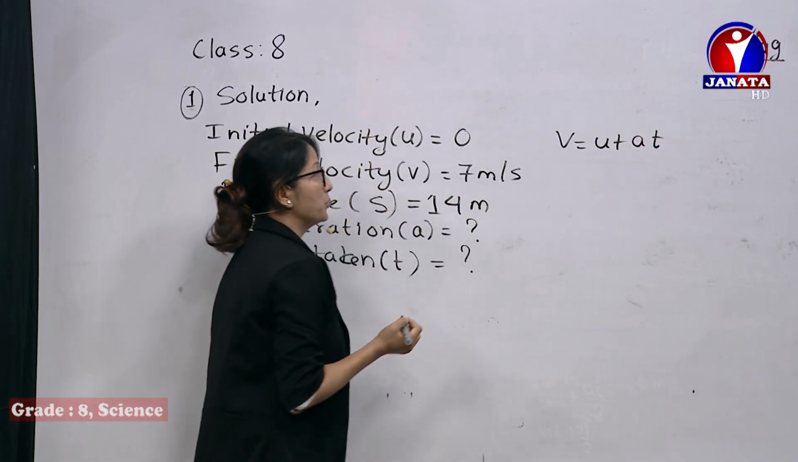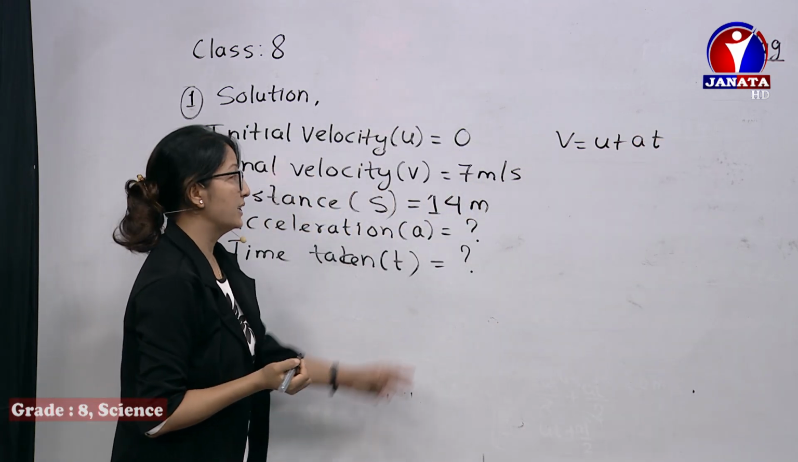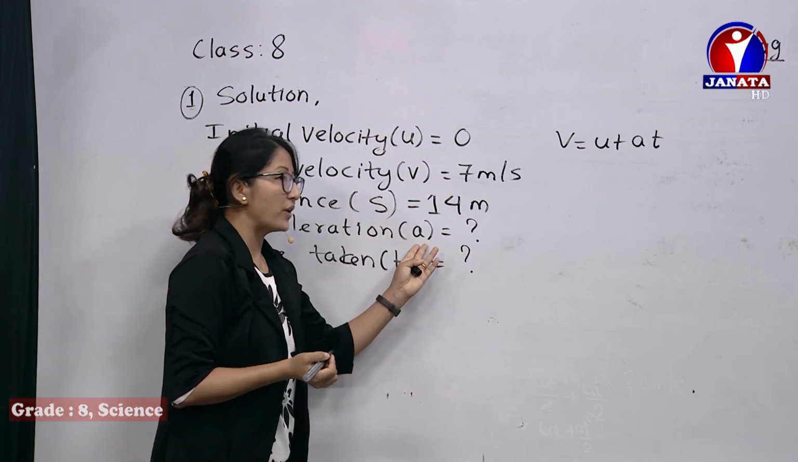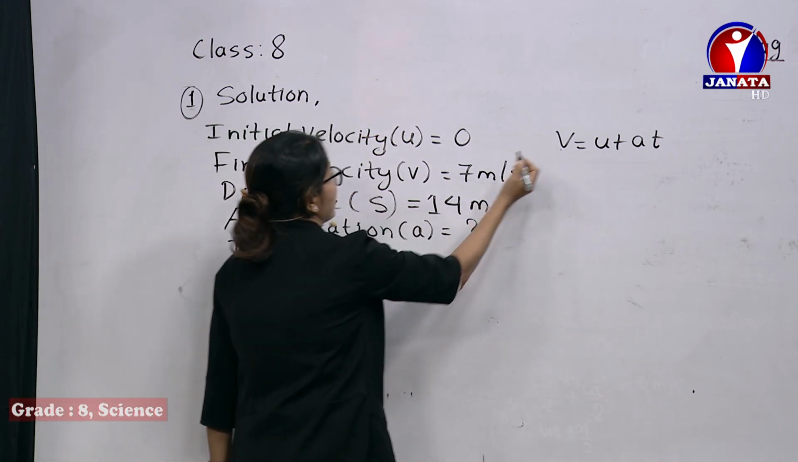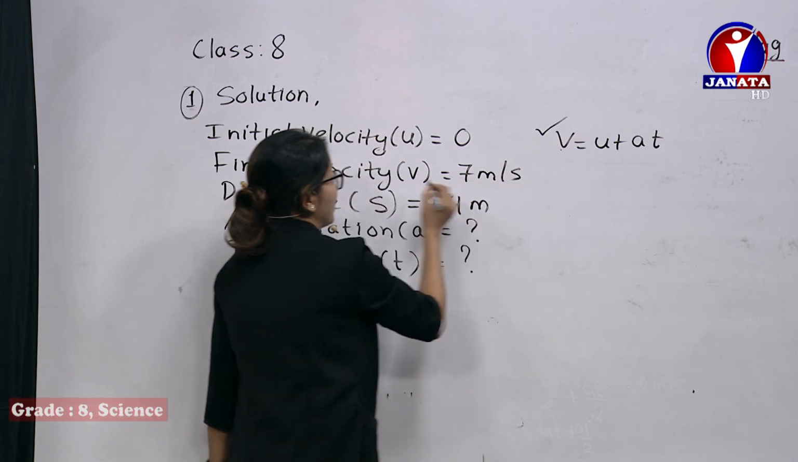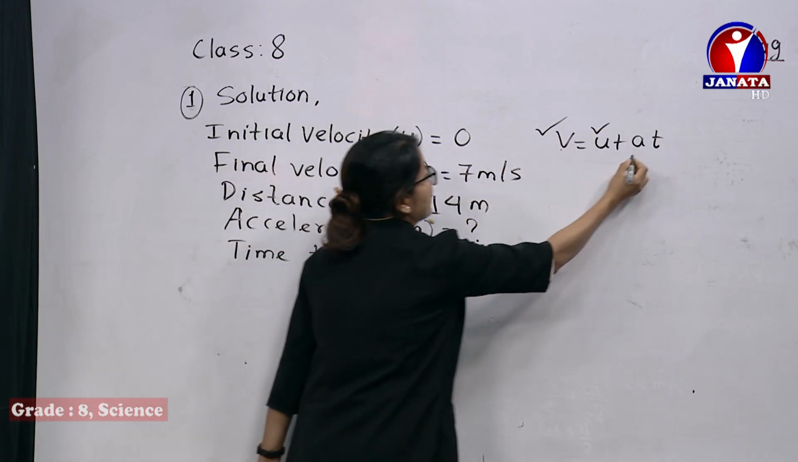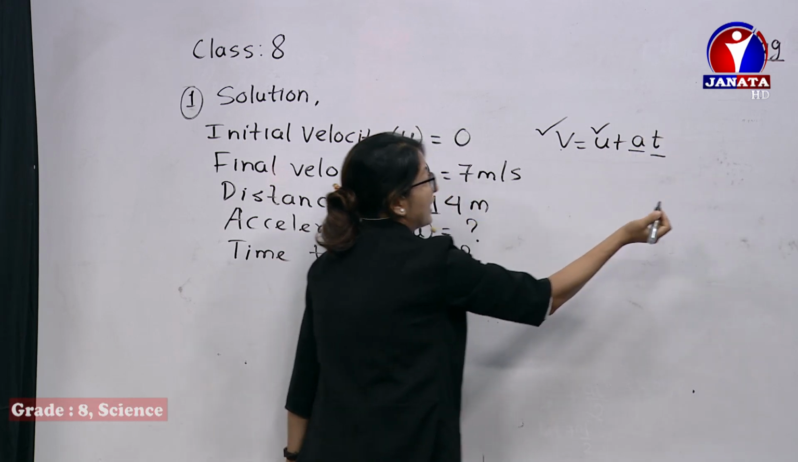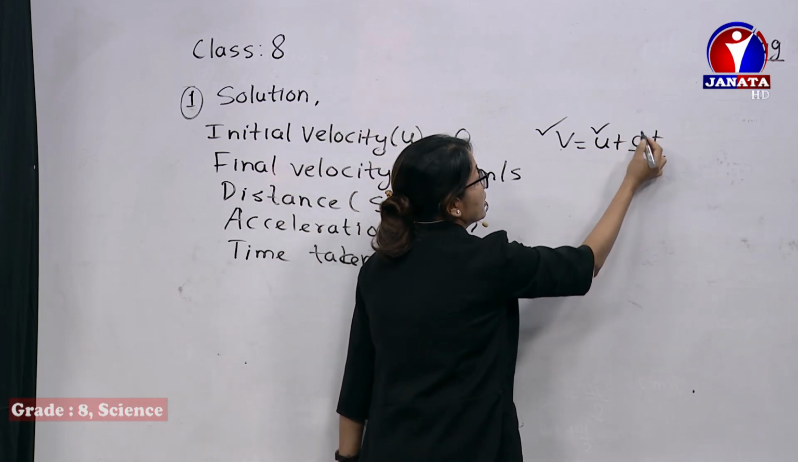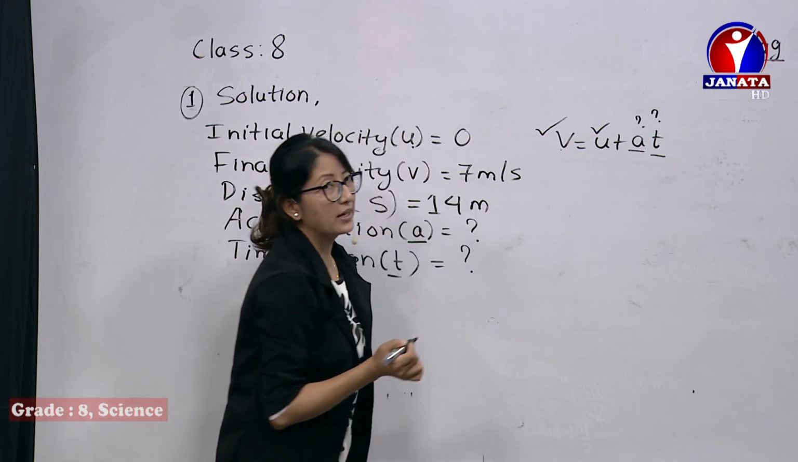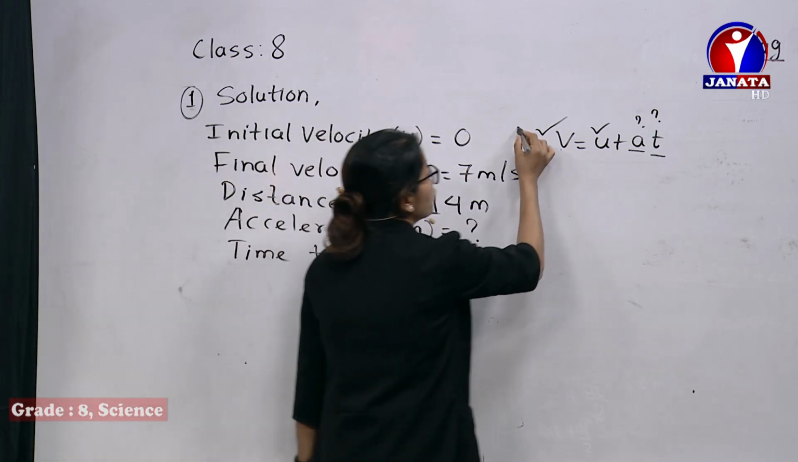If you use this formula, V is equals to U plus AT, will we be able to find the value of A? Let's try. Here V, we do have V's value. U, we do have U's value, but we don't have A's and T's value. In an equation, when two values are unknown, we won't be able to find the value. So this formula is of no use right now.